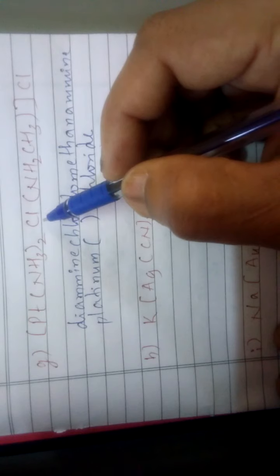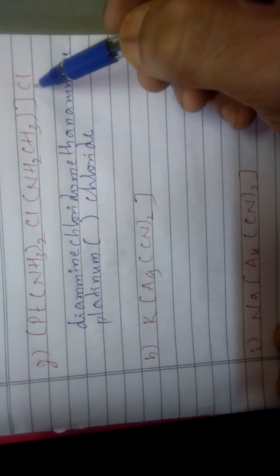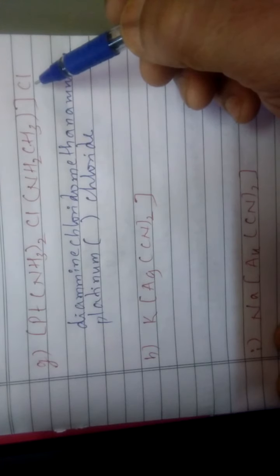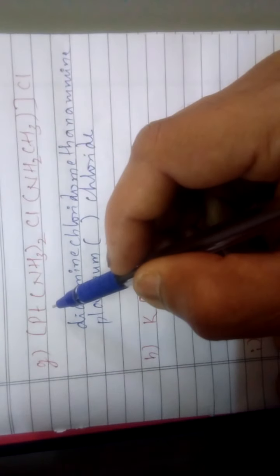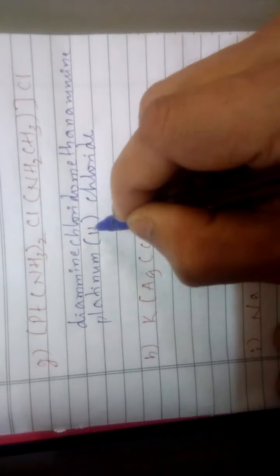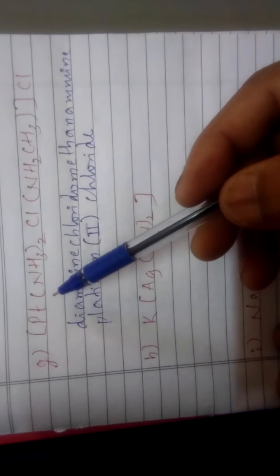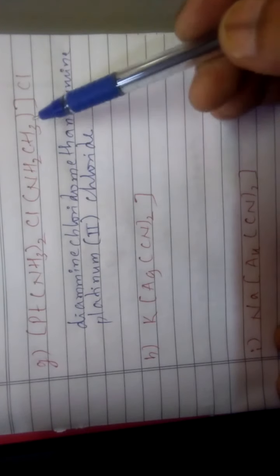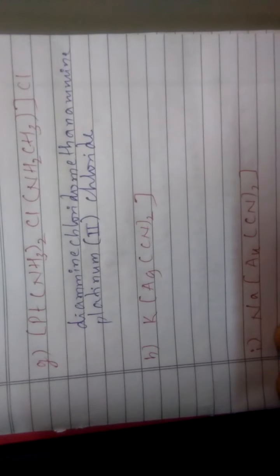You are having one negative charge in the complex and one negative charge outside the complex. So here totally two negative charges are there. To have the neutral complex, here platinum should possess two positive charges. So here platinum 2 chloride is the name. So the complete name of this molecule is diamine chlorido methane amine platinum 2 chloride.